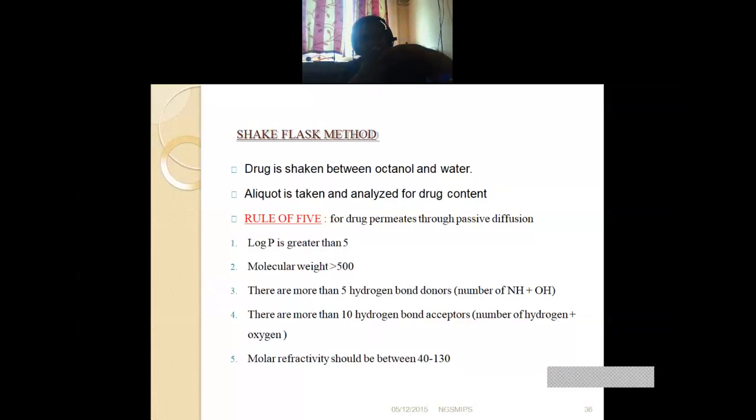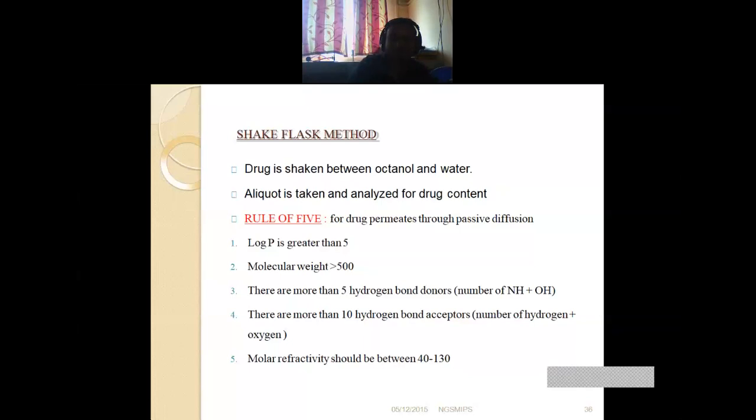Through passive diffusion, it will cross the what? The lipid membrane. When we take the drug, it will disintegrate. After disintegration, it goes to permeation, permeation through the cell membrane. If it does not permeate the cell membrane, it cannot go into the systemic circulation. That means it cannot contact the blood. So, these are some of the rules.